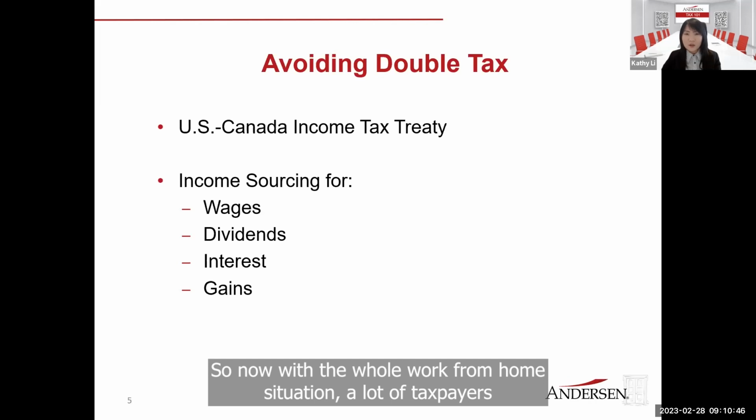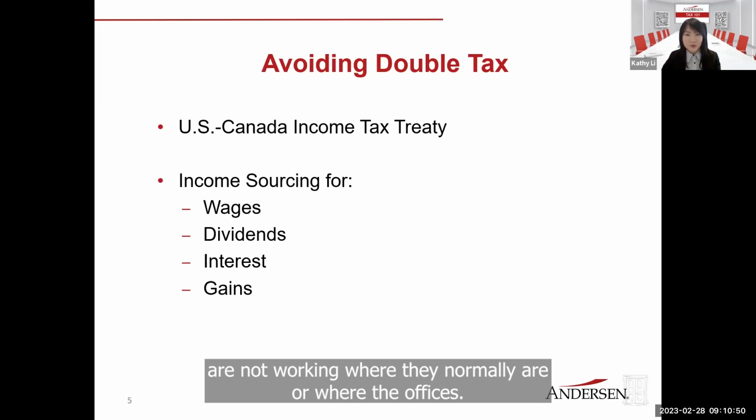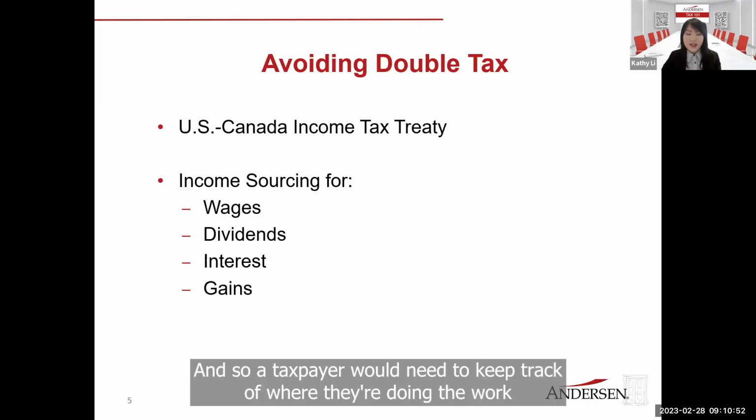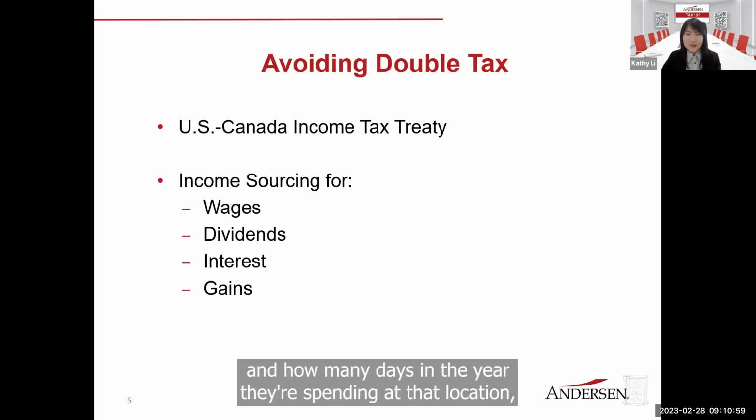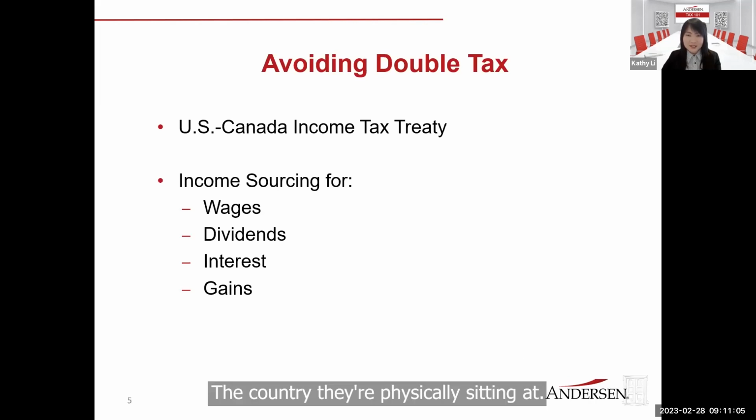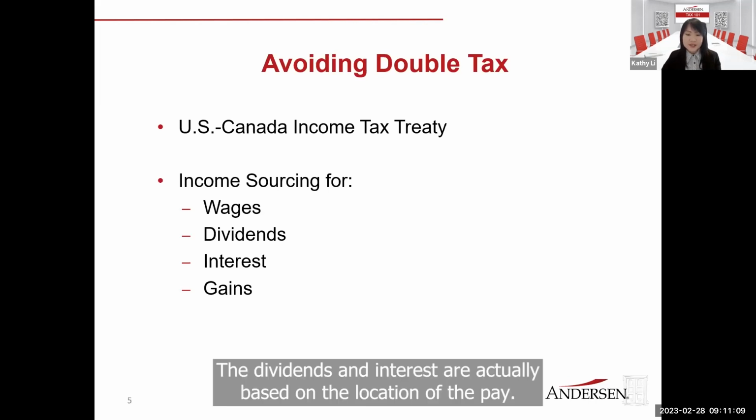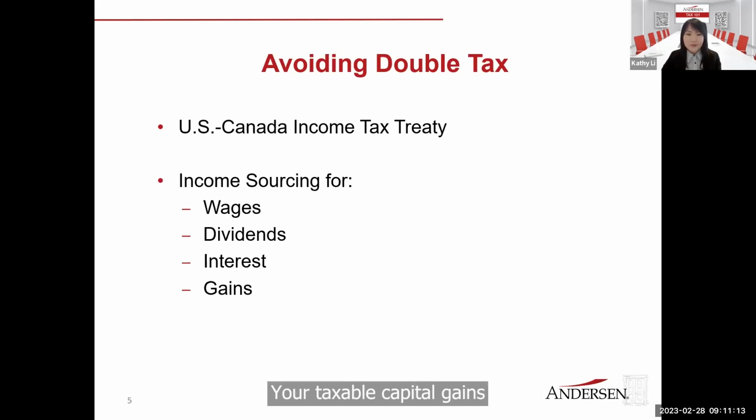So now with the whole work from home situation, a lot of taxpayers are not working where they normally are or where the office is. And so a taxpayer would need to keep track of where they're doing the work and how many days in the year they're spending at that location, because the salaries that they get are actually sourced to the country they're physically sitting at. The dividends and interests are actually based on the location of the payer.